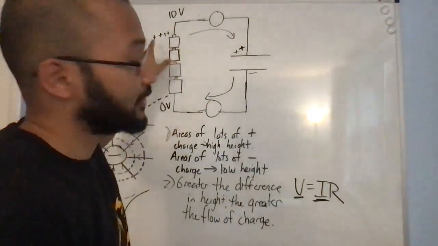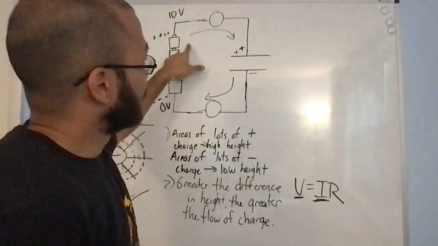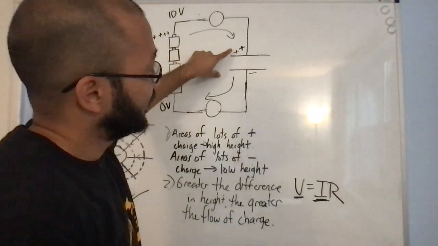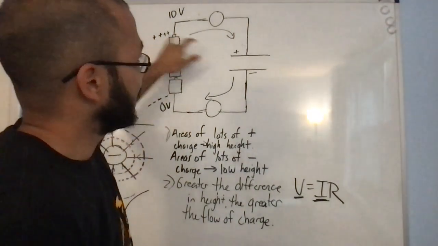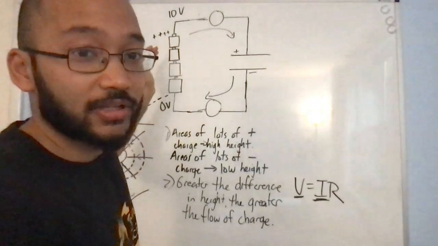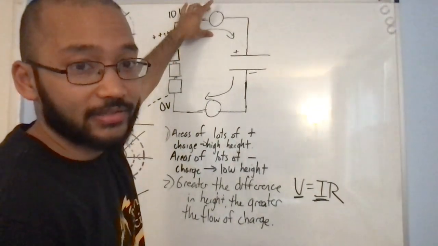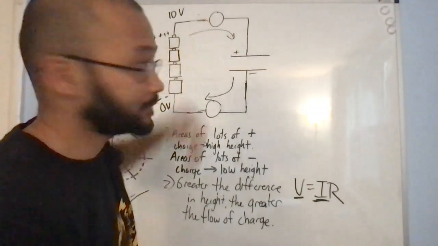The difference in height here is less. That's the key idea. The moment a charge has flowed, now there's one charge. So the difference in height here is like 4 units to 1, so the difference in height is 3. So fewer charges are going to flow. And that's why you're seeing the bulb be less bright, because fewer charges are flowing.